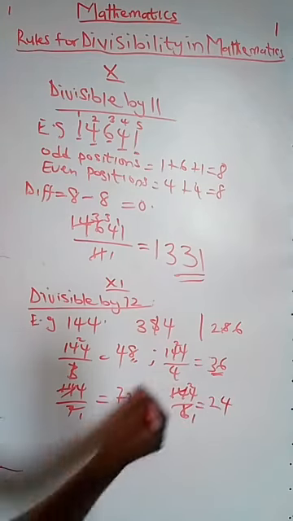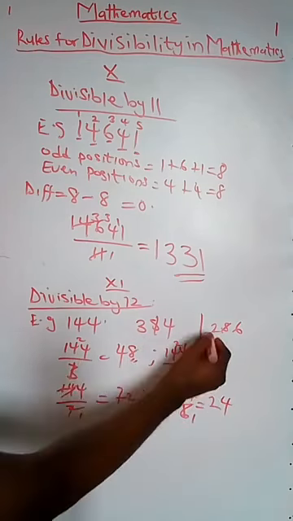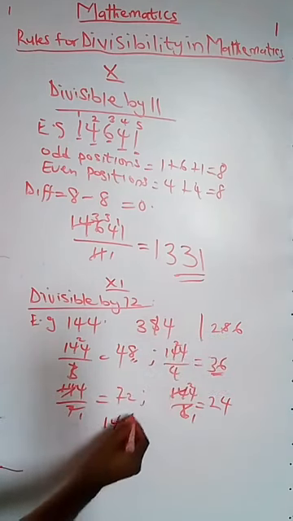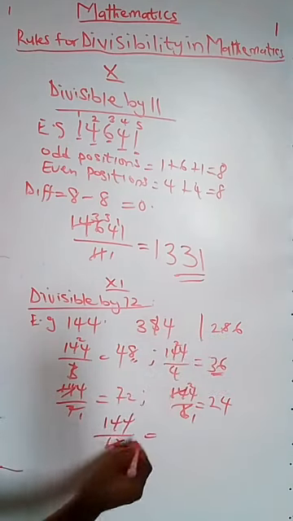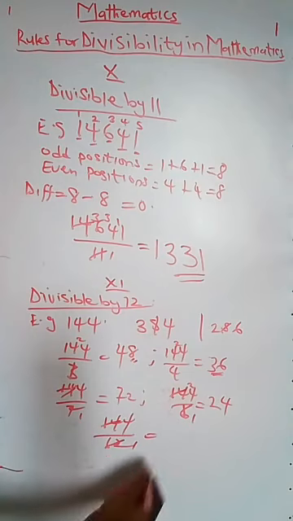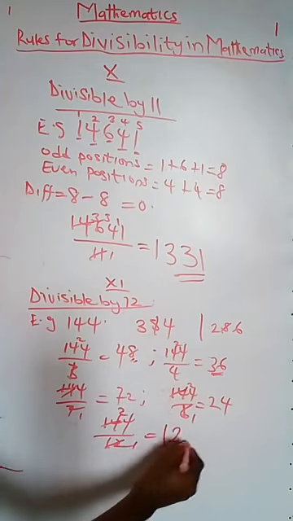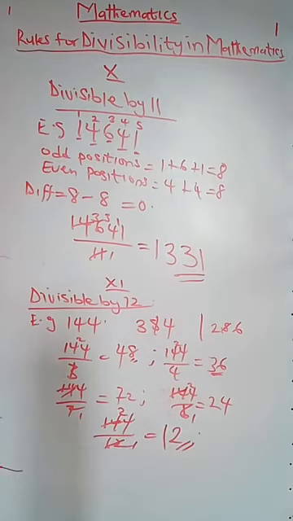So 3 and 4 can divide 144. 2 and 6 can divide 144. Definitely 12 should be able to divide it. So 12 in 14, 1. Remainder 2. 12 in 24, 2. So that's how to determine if a number is divisible by 12. So far, so good. That is how to understand the rules for divisibility in mathematics.